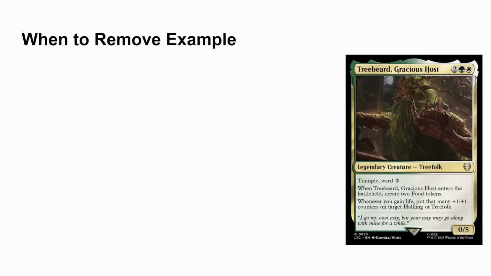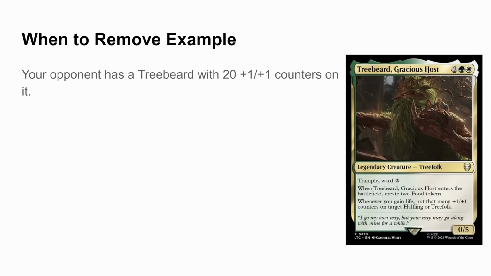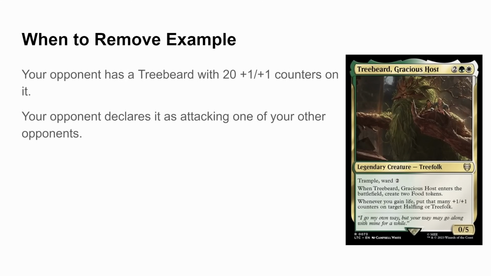So here's a when-to-remove example. Treebeard, Gracious Host. Your opponent has a Treebeard with 20 +1/+1 counters on it. Your opponent declares it as attacking one of your other opponents. Should you cast a removal spell? Assuming this is all the information that you have. Leave it down in the comments down below.